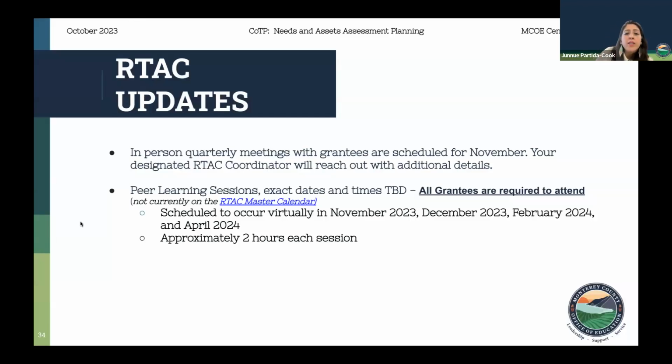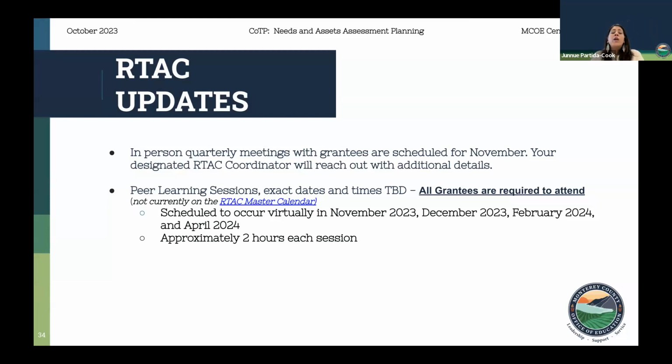Again, RTAC updates, they're on our master calendar. There are days designated in November for in-person quarterly meetings at sites. For details, your program coordinator designated for your county at the RTAC will reach out to you because calendars and schedules have shifted slightly due to availability of everyone. So if you have any questions about that, please reach out to your RTAC program coordinator.